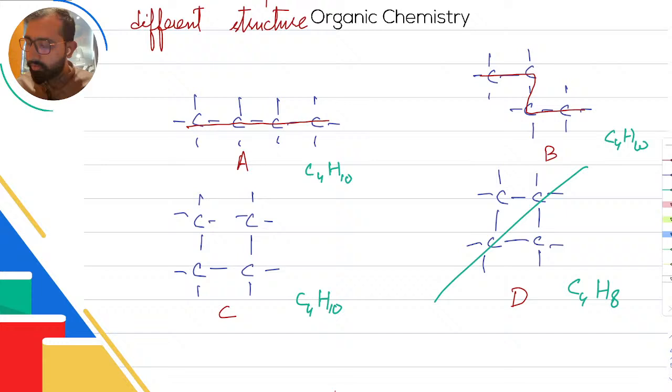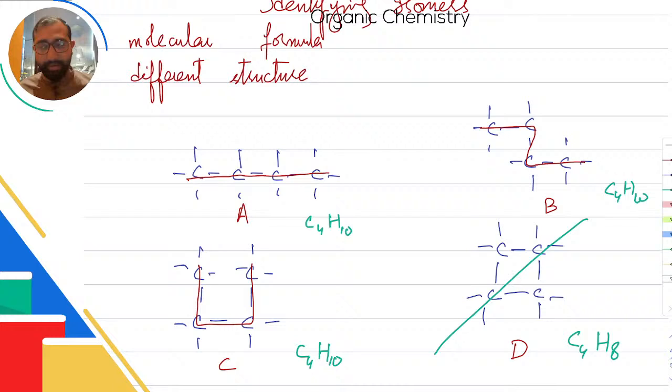1, 2, 3, 4. Identical, exactly the same. A, B, C, they're the same thing. Not isomers because they do not have different structure. They do have the same molecular formula, but they do not have different structure. They're not isomers. But let me give an example that is, what if I had this one?